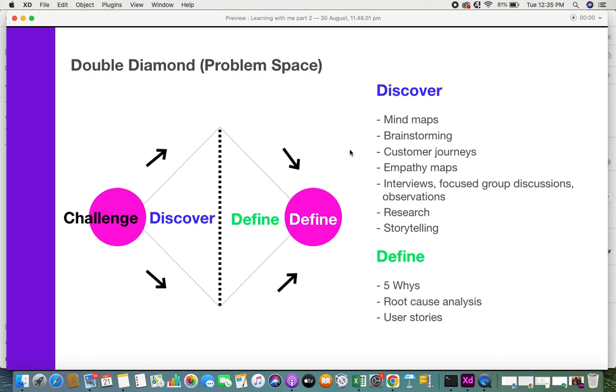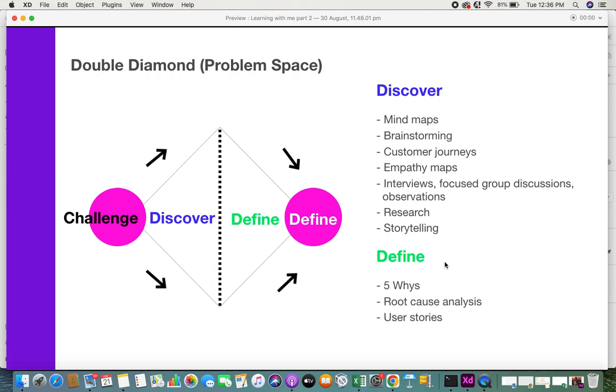The second stage of the problem space is the definition phase, also called define. Once you have all these ideas, you now need to narrow down to the exact problem that people are facing. This is the stage where you converge and narrow down to what is the exact problem that needs to be solved. That should be the main focus of the team.